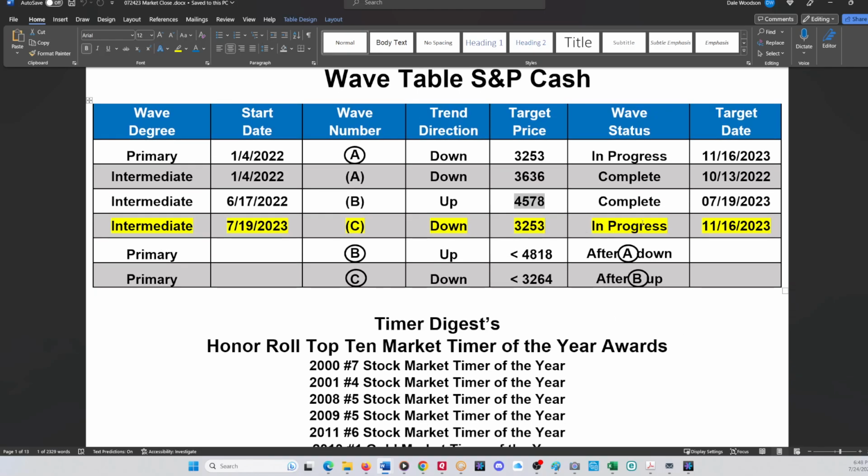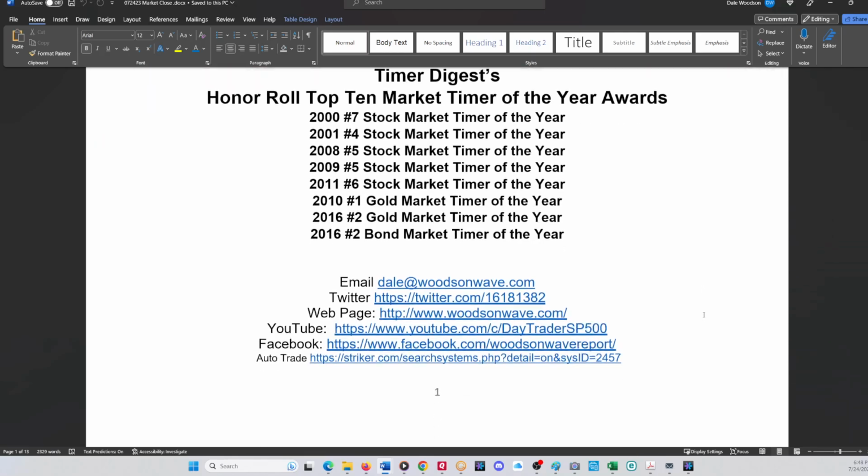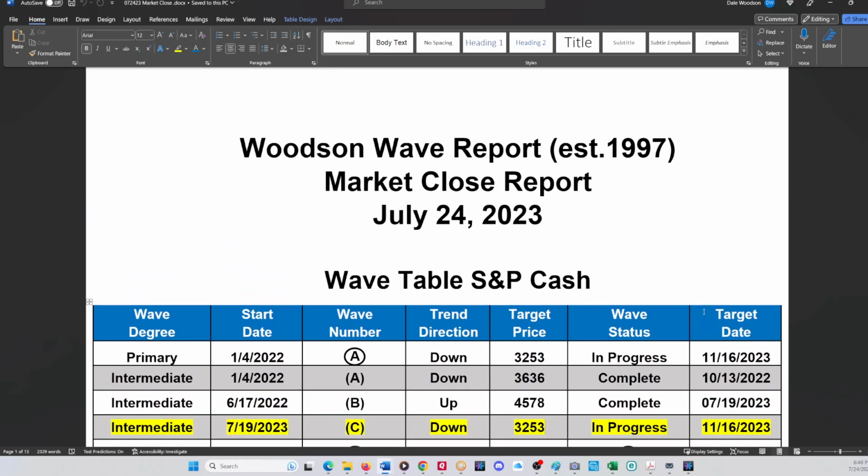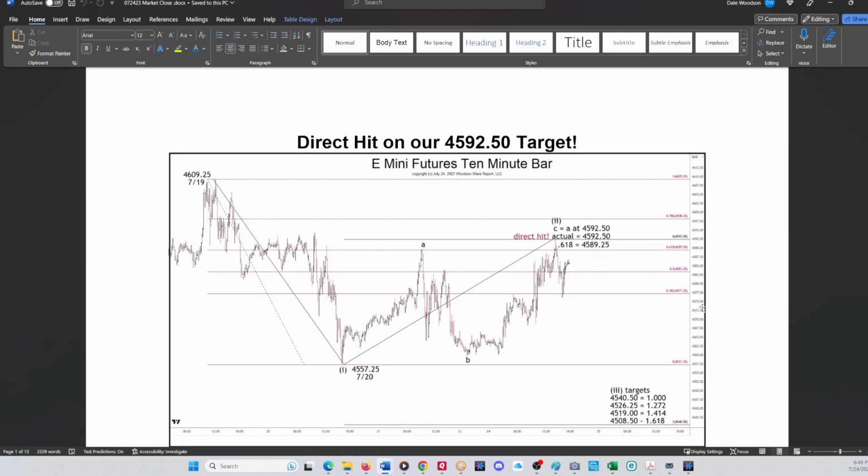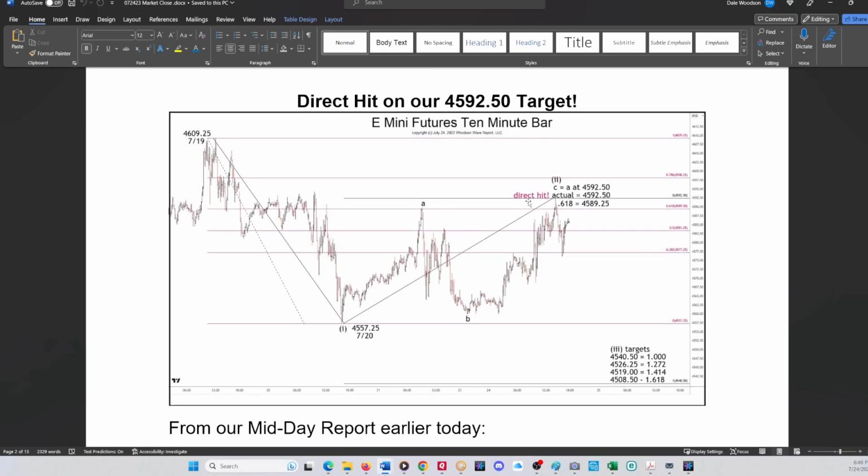And so the C wave down equals A at 32.53 in the cash market. We'll get to that after we get the ES here. Here's that direct hit on that target. Here's our wave 3 targets. We have 1 down again. 46.0925 should hold if the bearish count is valid, and it'll be validated with a move lower below these lows. But anyway, there's the wave 3 targets there.